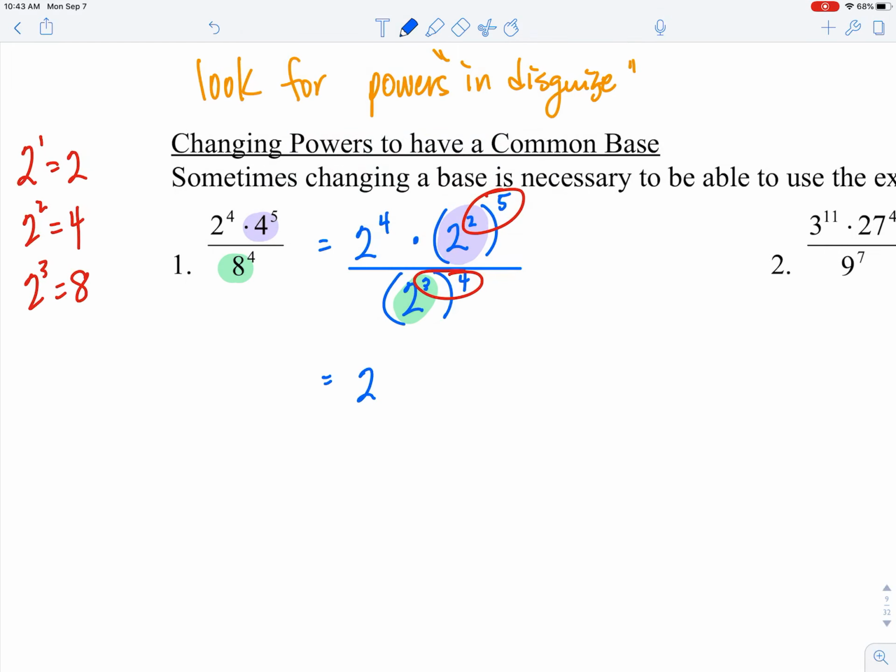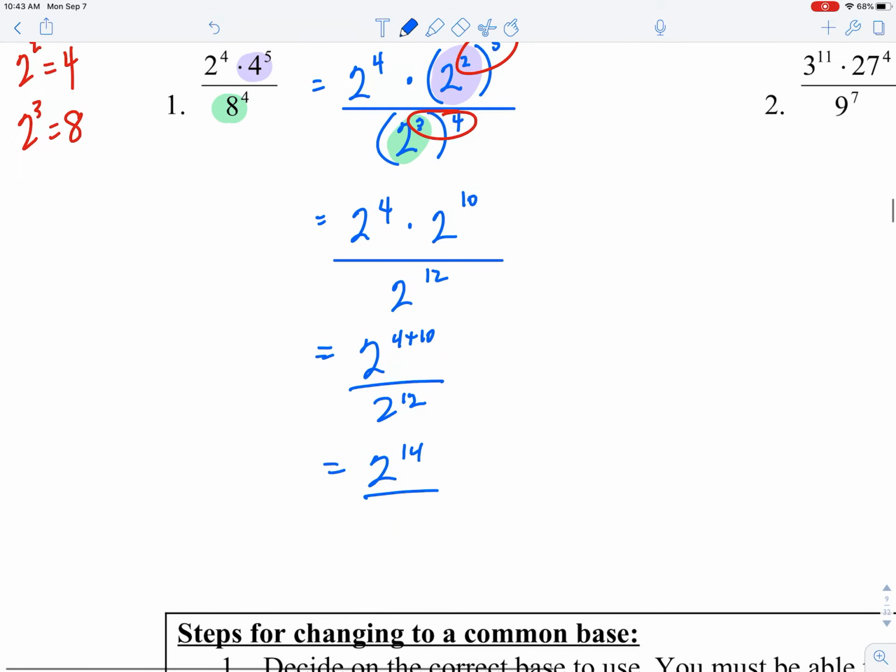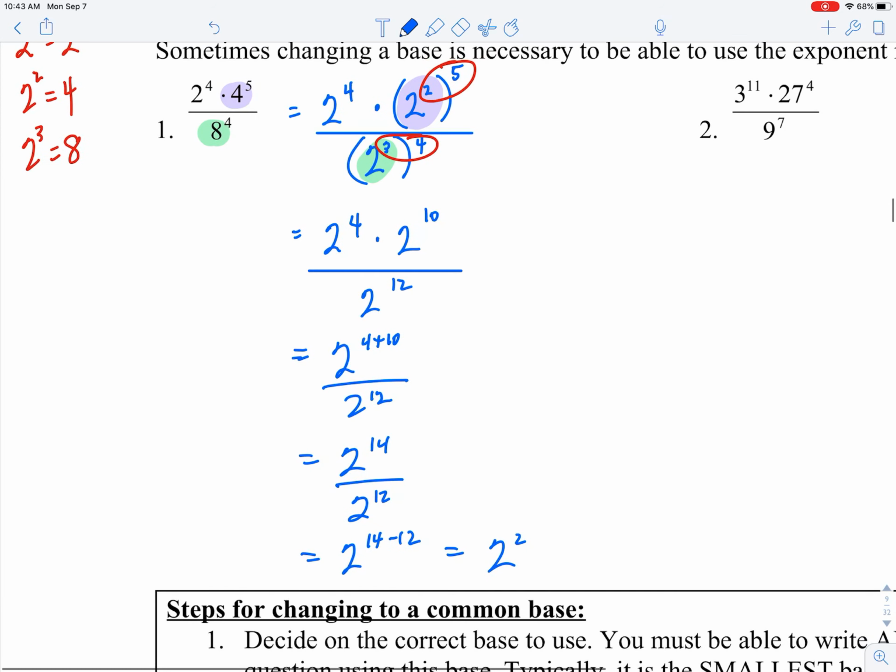So up top, I'm going to have 2 to the 4 times 2 to the 10 over 2 to the 12. Up top, I'm going to add the exponents. So it's 2 to the 4 plus 10 over 2 to the 12. And you don't have to write it. You could have gone straight to 2 to the 14 over 2 to the 12. We're going to subtract these, and you don't have to write this step. And we'll get to a final answer of 2 to the 2.